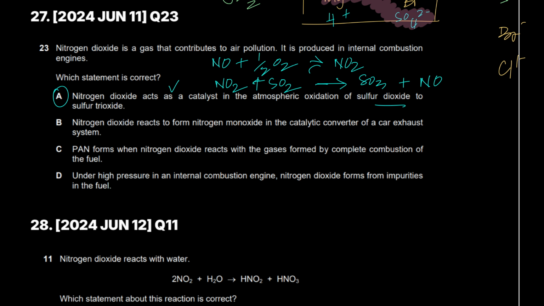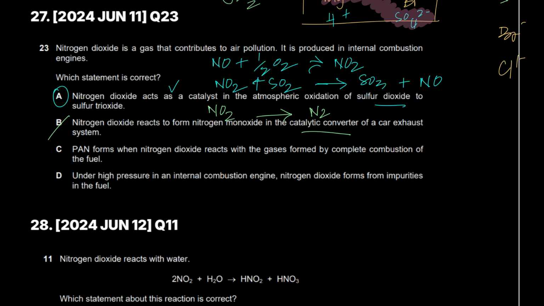Now, nitrogen dioxide reacts to form nitrogen monoxide in the catalytic converter. No, in the catalytic converter nitrogen monoxide and dioxide don't form. Nitrogen dioxide goes into what? It goes into nitrogen. Even if it's nitrogen monoxide or dioxide, both go into nitrogen. That's the whole purpose of these very expensive catalytic converters.